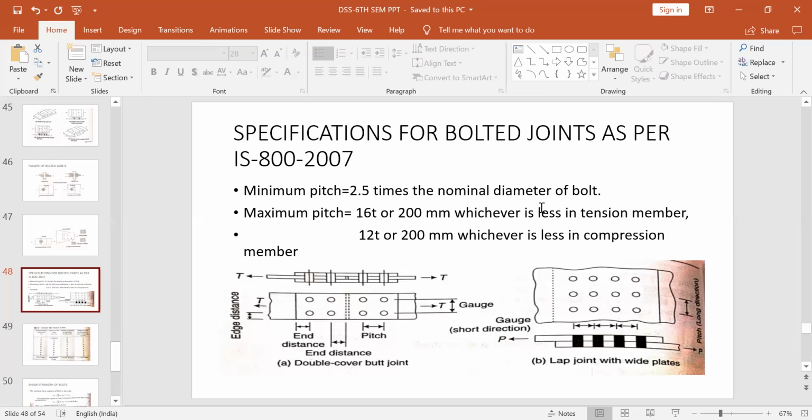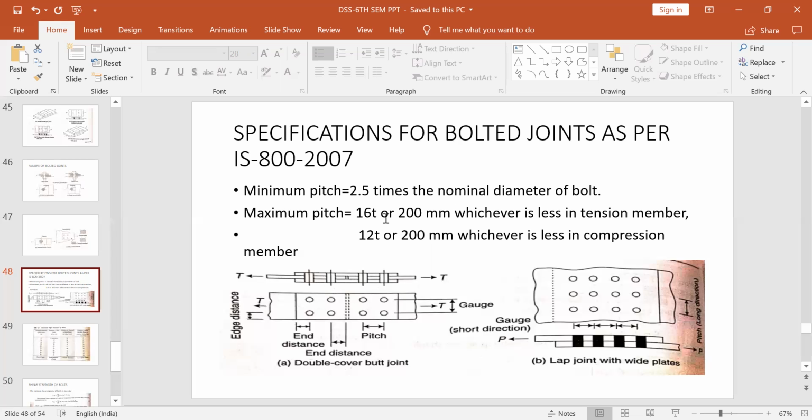If you are using a bolt of diameter 16 mm, what is the minimum pitch? 2.5 into 16, that is 40 mm. So the minimum distance center to center of the bolts shall be 40 mm. In any case, it should not be less than that. You cannot place the bolts closer than that.